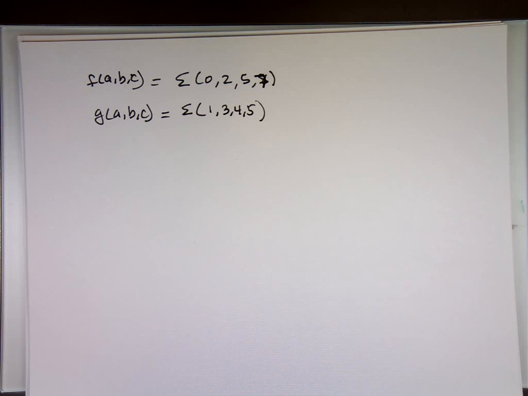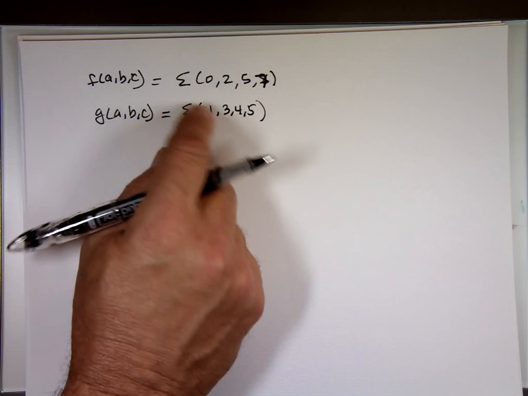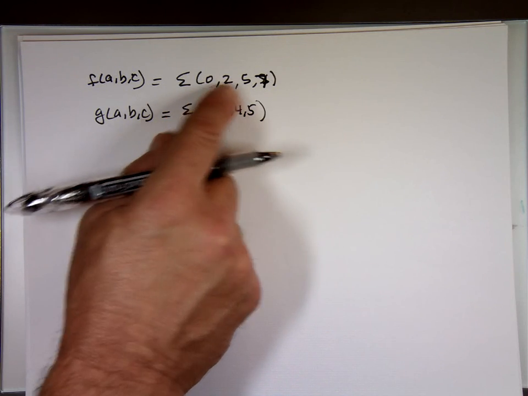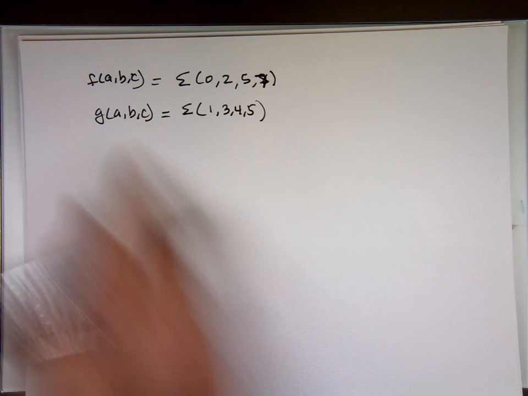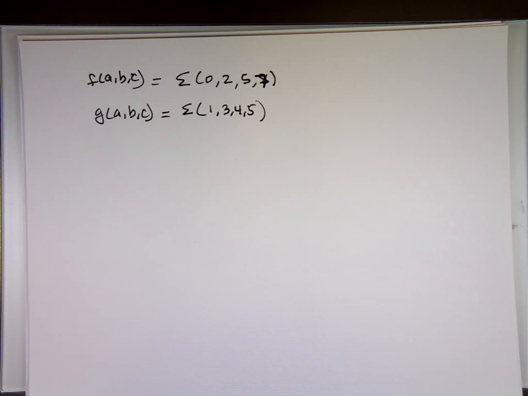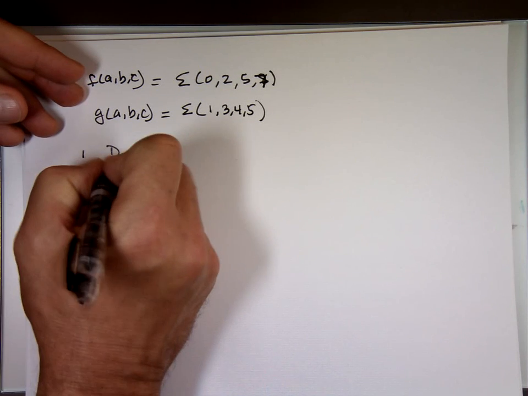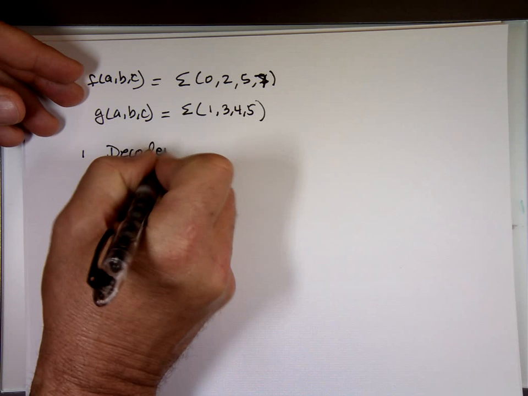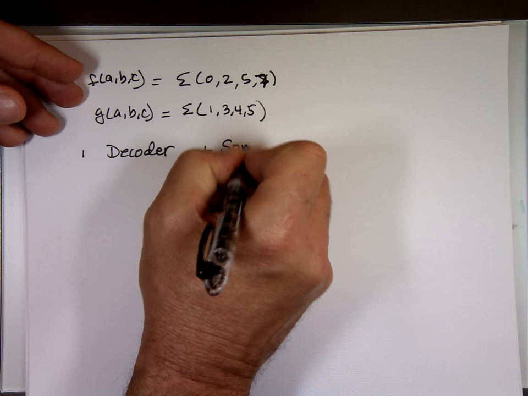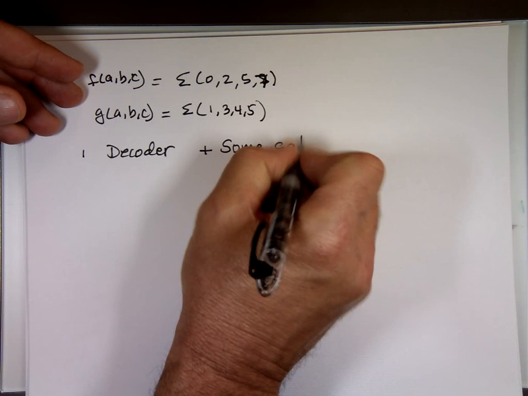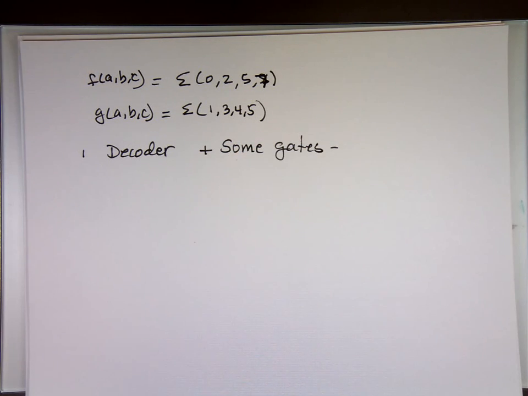I want you to design a circuit that will give me a value of 1 when we have 0, 2, 5, and 7 for this, a value of 1 when we have 1, 3, 4, 5 for this. And I want you to use one decoder, plus some gates. I didn't tell you what kind of gates. So a decoder doesn't need only one gate in there, it needs a mix of these two outputs.